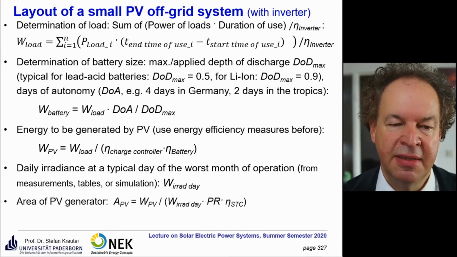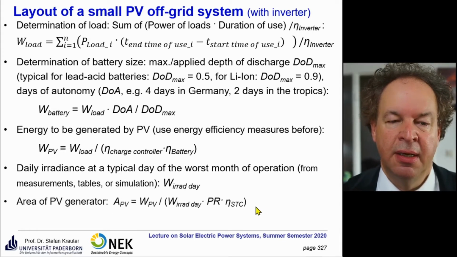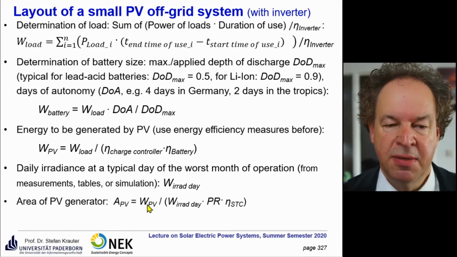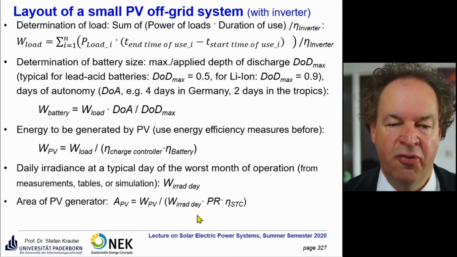Then you can calculate the area of the PV generator. This is the energy to be supplied by the PV generator divided by the irradiance of the day times the conversion efficiency under standard test conditions times the performance ratio.